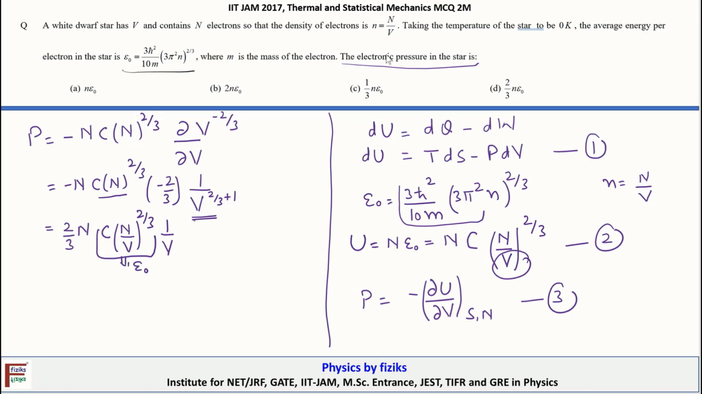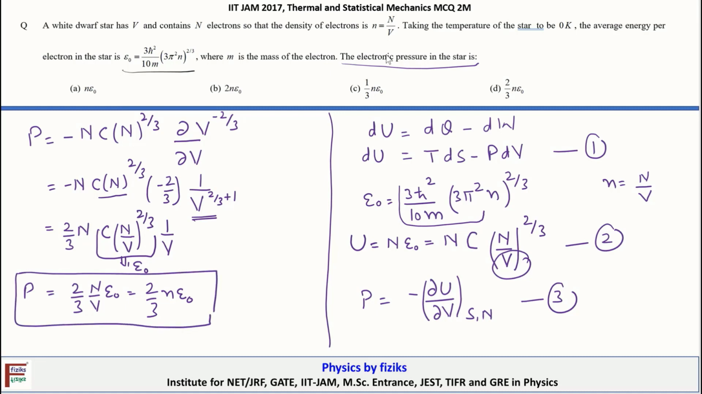So we can rewrite this as, that is equal to 2 by 3 and then n by v 0, and that is equal to 2/3 of this quantity. Okay, so that's the final answer. So therefore option D is the correct answer here.